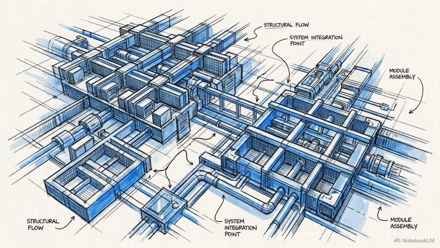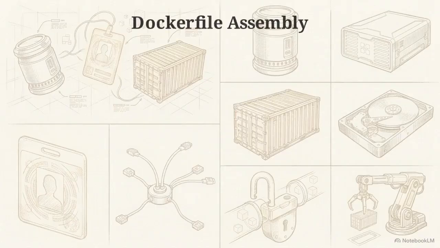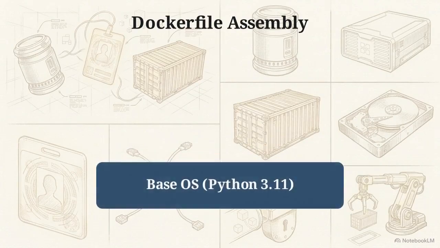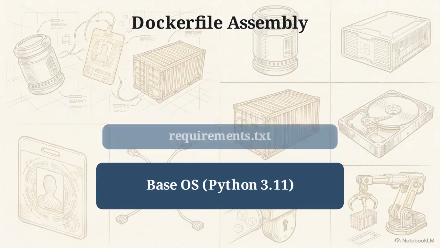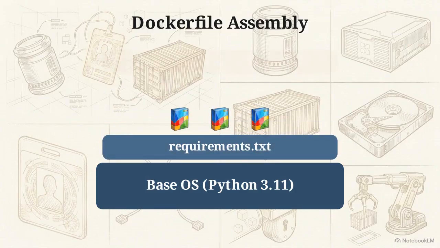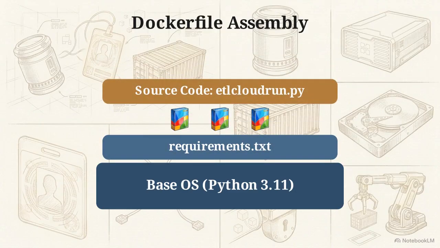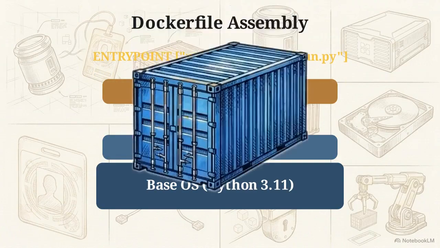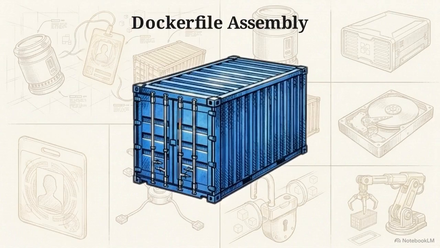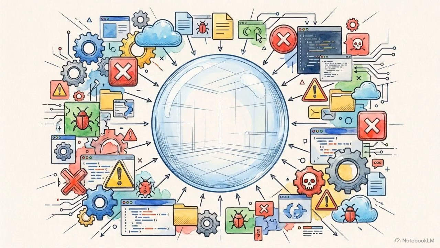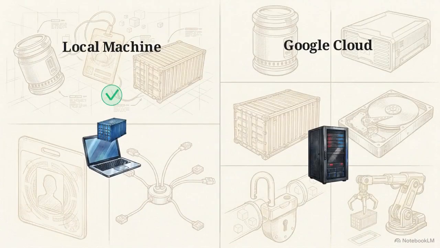The entire assembly process is governed by a blueprint called the Dockerfile. The Dockerfile dictates assembly, pulling a Python 3.11 base OS as the foundation block. It sets the working directory, copying the requirements.txt file and source code onto that base layer. Finally, it establishes the entry point command to start the application, sealing the environment. This encapsulation process completely eliminates environmental drift. It guarantees that the Python script will execute in the cloud exactly as it did on your local machine.